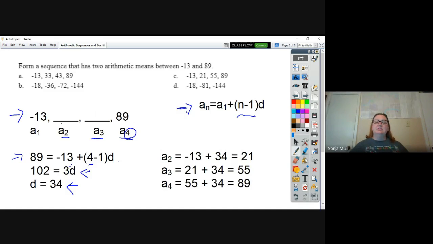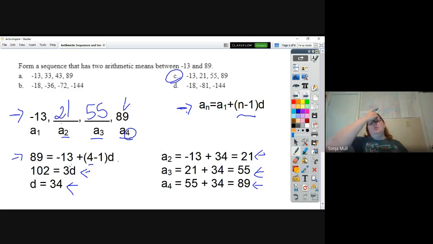And then I find the two missing terms by adding 34. Negative 13 plus 34 is 21. So this one's 21. Then I add 34 again, and I get 55. Then just to check and make sure that I got the correct d and didn't mess this up, I added 34 again to get 89, and that is in fact 89. So there's my answer, C.